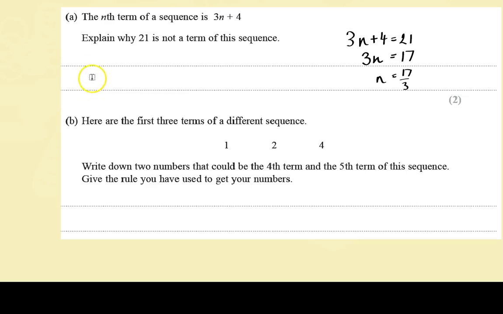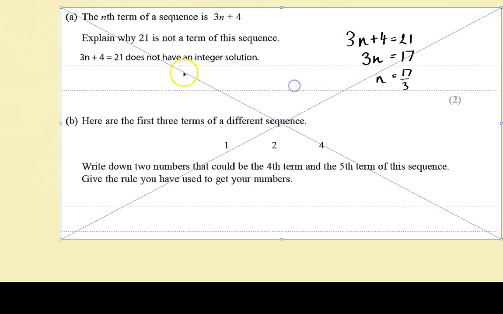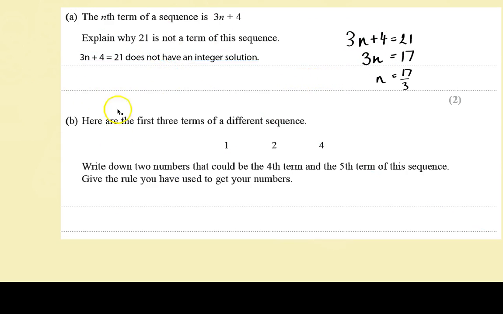So how do you write this? How do you explain this? You would show that working, and then you would also say 3n plus 4 equals 21 does not have an integer solution. That means we can't find a whole number for which 3 lots of n plus 4 gives us 21. And we know when we're dealing with a sequence, you can't have the 1.5 term of a sequence. It has to be a whole number. So there are 2 ways of answering that part.